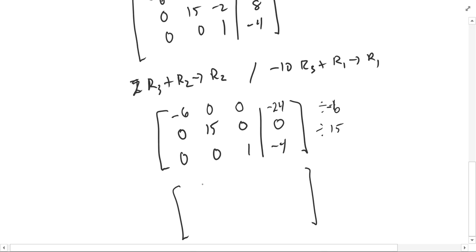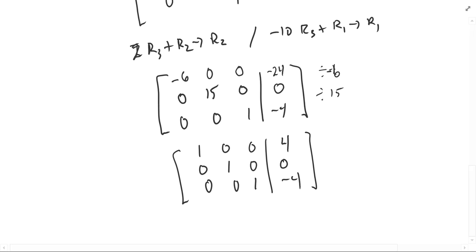So negative 6 divided by negative 6 is 1. 0 divided by negative 6 is 0. 0 divided by negative 6 is 0. Negative 24 divided by negative 6 is 4. And then 0 divided by 15 is 0. 15 divided by 15 is 1. 0 divided by 15 is 0. 0 divided by 15 is 0. And then the bottom row stays 0, 0, 1, negative 4.